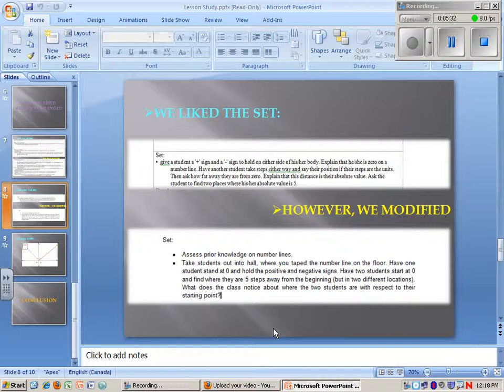Then we would have one student holding the signs like Kyle had originally, but then have more than one student walk on the line, and then they would compare their distance from the original start point to one another's and realize, yeah, their number on the number line is different, but their placement from the person is the same.